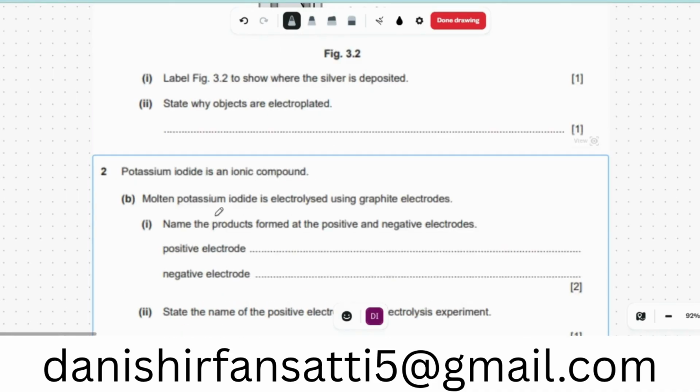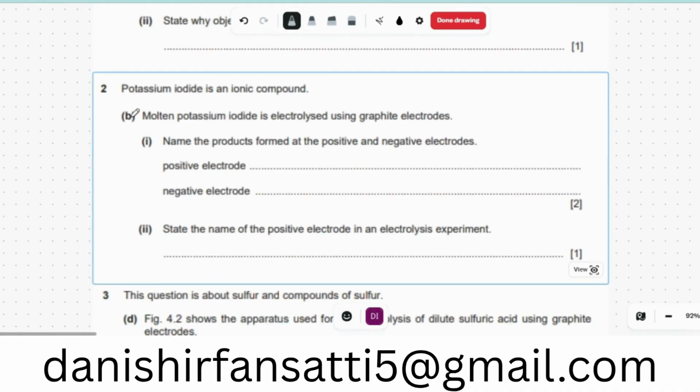Okay, now question number 2. Potassium iodide is an ionic compound. Molten potassium iodide is electrolyzed using graphite electrodes. Name the product formed on the positive and negative electrode. So potassium is positive, it will move to the negative electrode. Potassium will come here, K plus.